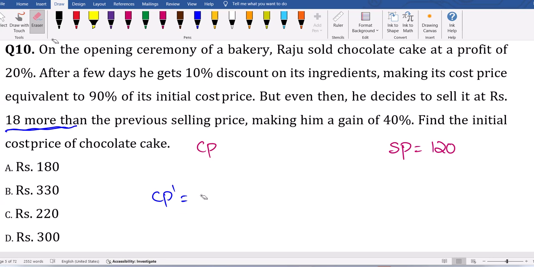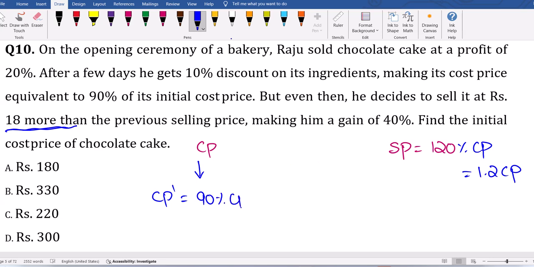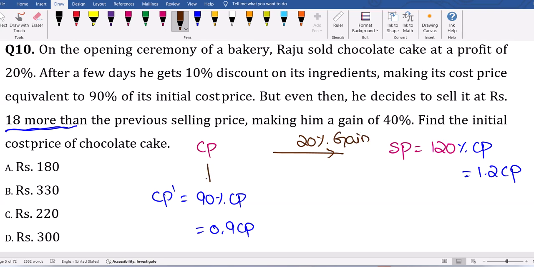So I can say cost price here, 120% of cost price means 1.2 CP. Cost price becoming 10% less means 90%, which means 0.9 CP. Initially you purchased with some cost price and you are selling with 20% gain, so 120% means 1.2. Now the cost price is decreased by 10%, so your cost price becomes 0.9.